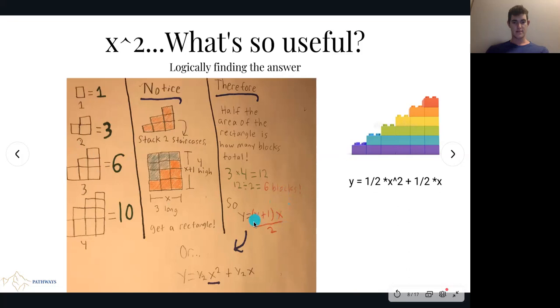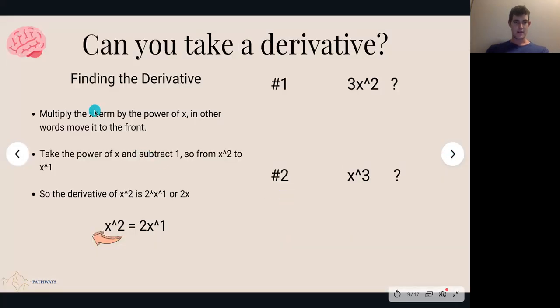It works. So we have y, the total number of blocks in the staircase, equals the taller side, x plus 1, multiplied by x to get the area, divided by 2 to get one of the staircases. And when you distribute it out, you get an x squared in our answer. So just x squared, as you journey down your math pathway in school, you're going to see x squared and have to take derivatives throughout your classes.